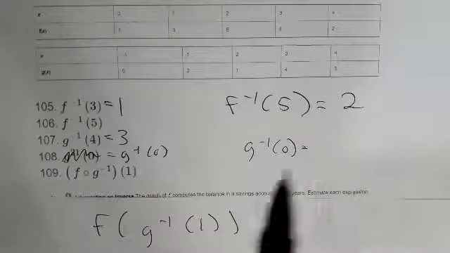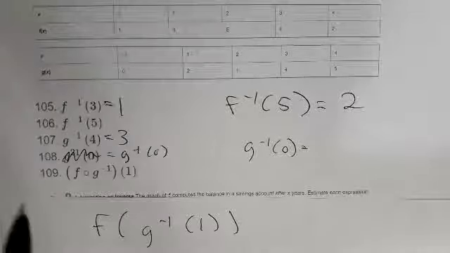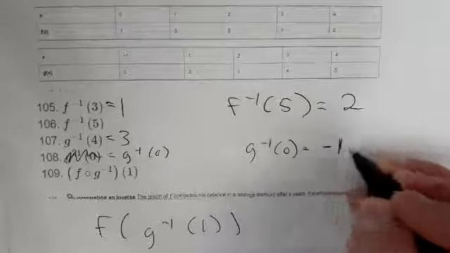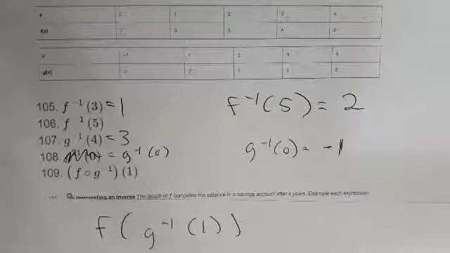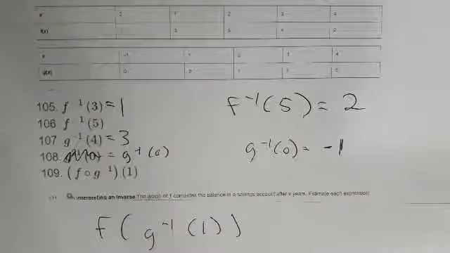If I want to do g inverse of 0, I'm looking at the 0. What is that giving me? -1. That's giving me the -1. I don't think there's a lot of ways to maybe mess that one up. There's only one 0 on that table. Okay.